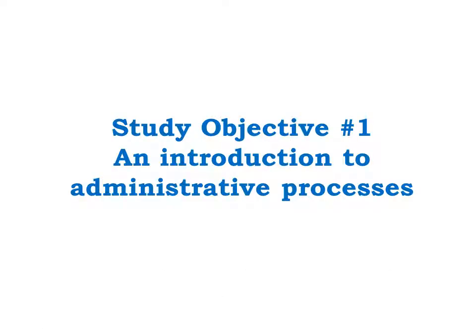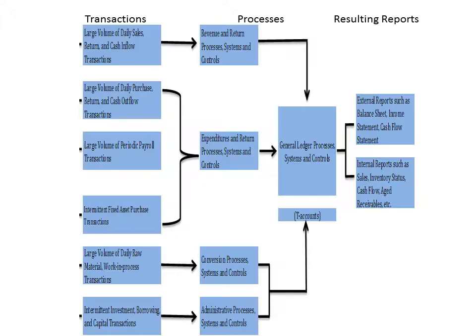Now let's start with study objective number 1, an introduction to administrative processes. Una, ano nga ba ang administrative processes? So, administrative processes are transactions and activities that either are specifically authorized by top managers or are used by managers to perform administrative functions. Let's now look at this diagram. Each of these involves a regular transaction process that occurs daily or at another recurring interval. These processes usually generate a large number of transactions that must be recorded in the accounting system.